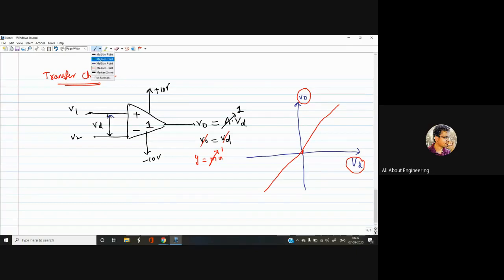But if you look carefully, after reaching a certain VD, that is 10, if you exceed 10, then there is no room for your output to go beyond plus or minus 10 volts. Now it will saturate after reaching a threshold value, or the bias value, that is plus 10 or minus 10 volts. So these will be the final characteristics of your device, not an operational amplifier, but an amplifier of gain 1. So this is the characteristics.